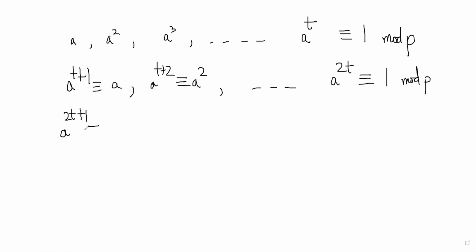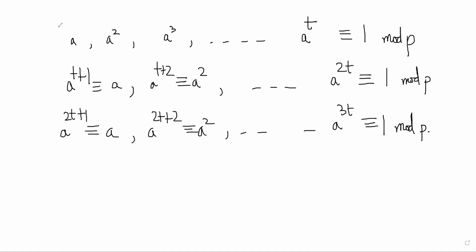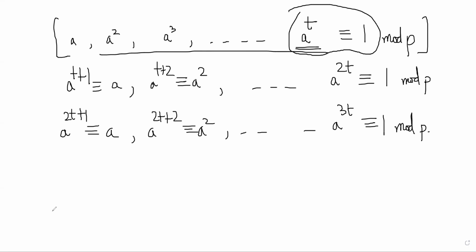A power 2T plus 1 will be congruent to A, A power 2T plus 2 will be congruent to A square, and so on, right? You'll reach up to A power 3T, which will be congruent to 1 mod P. So basically, you're getting a repetitive pattern when you keep taking powers. And here, the smallest positive integer for which this happens, A power T is equal to 1.